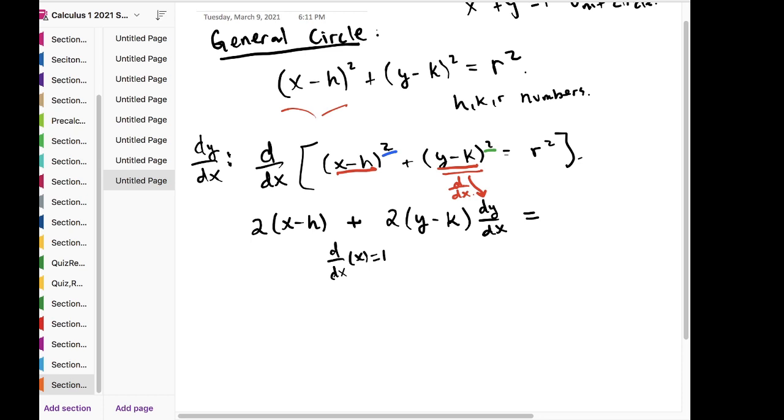And what's the derivative of r squared? What's r? Yeah, r is a number, remember. r is not a function of x. It's just 0. Well, it is, but it's a boring function. So always be wary of that. r is a number.